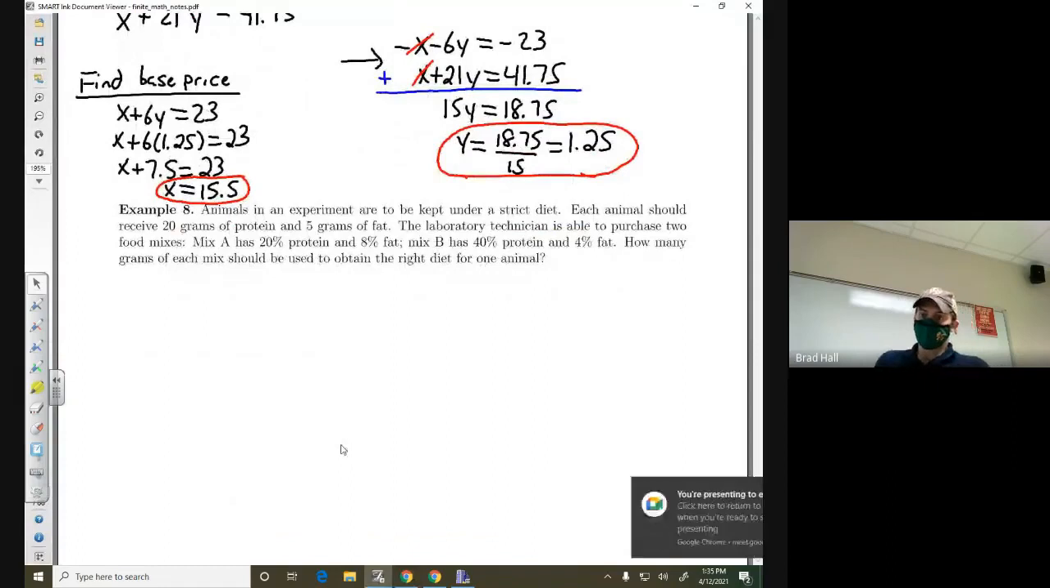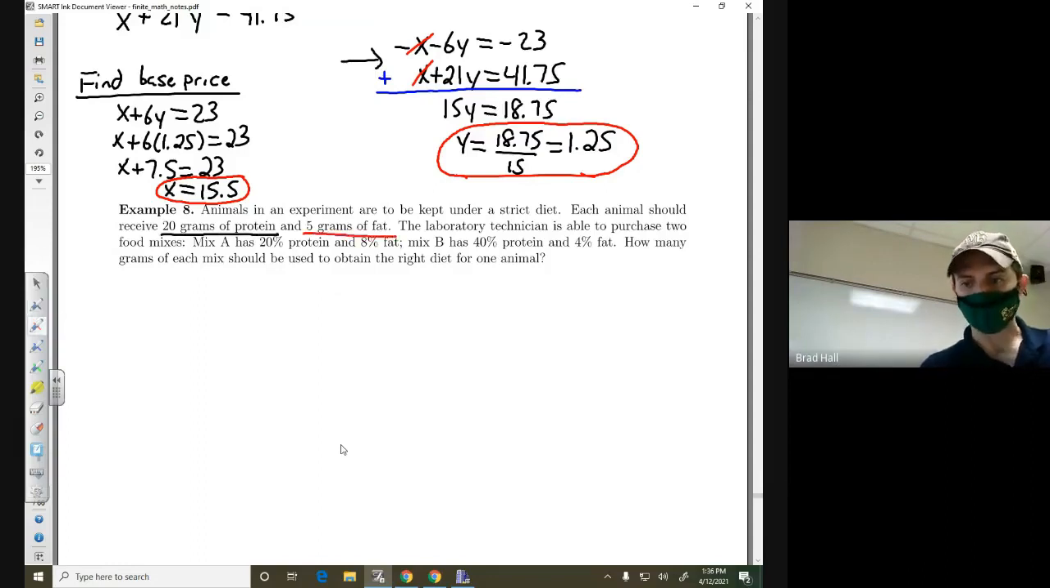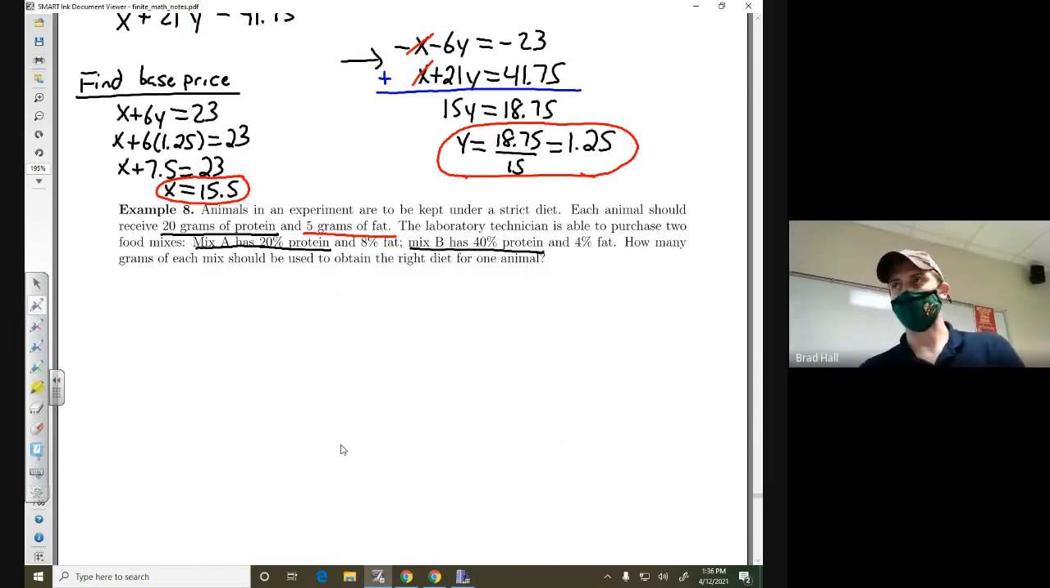Okay, so there's animals in some experiment, and they have to be on some particular diet. They need 20 grams of protein, 5 grams of fat. Mix A has 20% protein, and mix B has 40% protein. Mix A also has 8% fat, and mix B has 4% fat. How many grams of each mix should be used? Okay, so it's going to be another system that we set up.